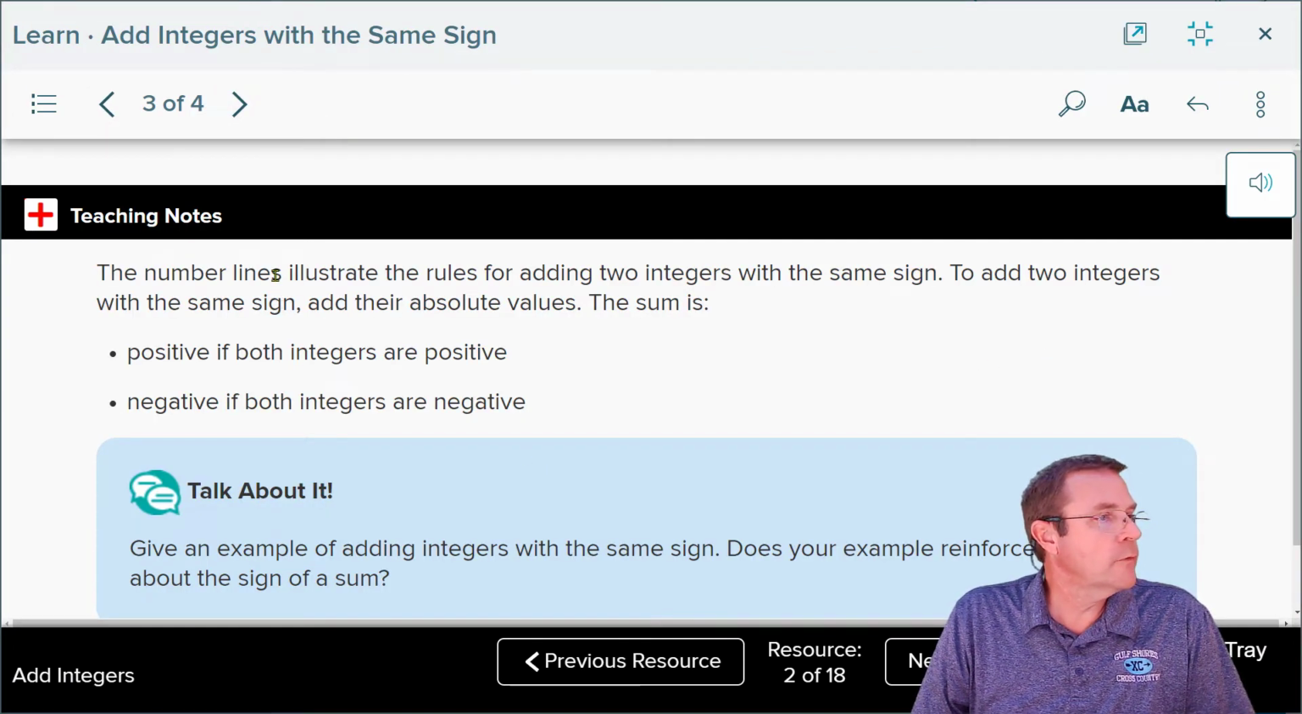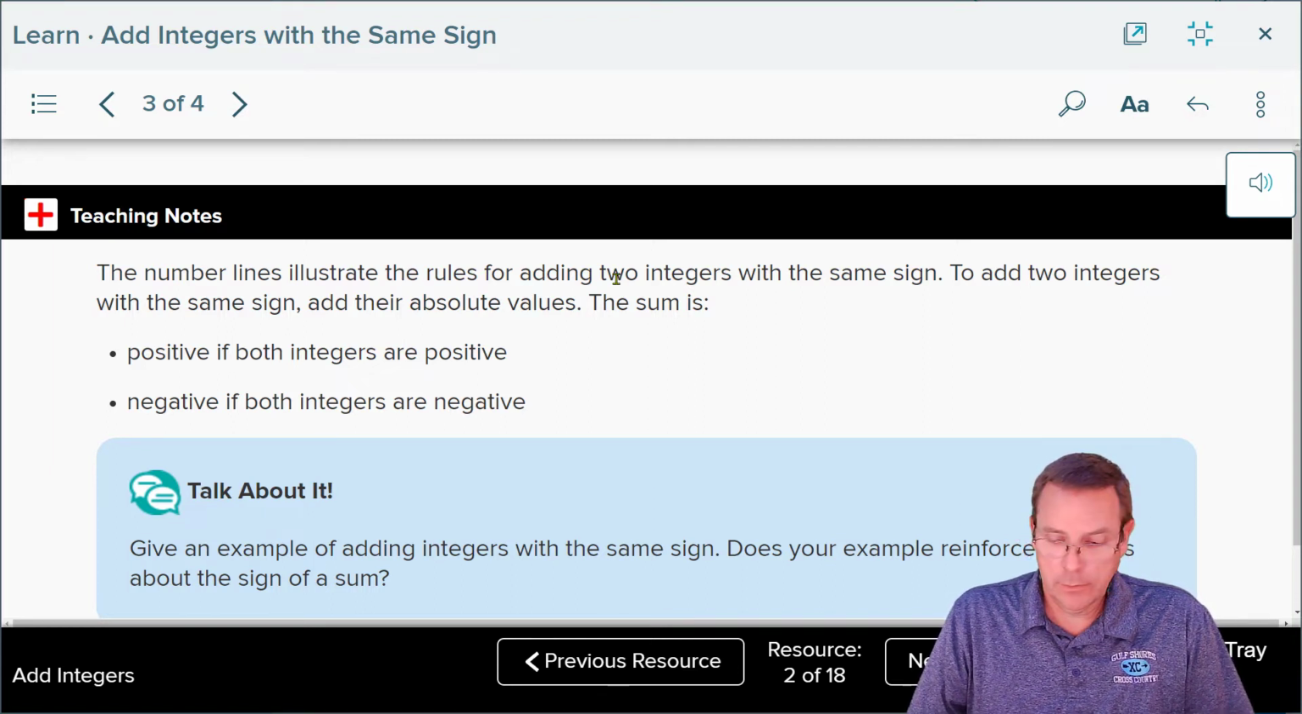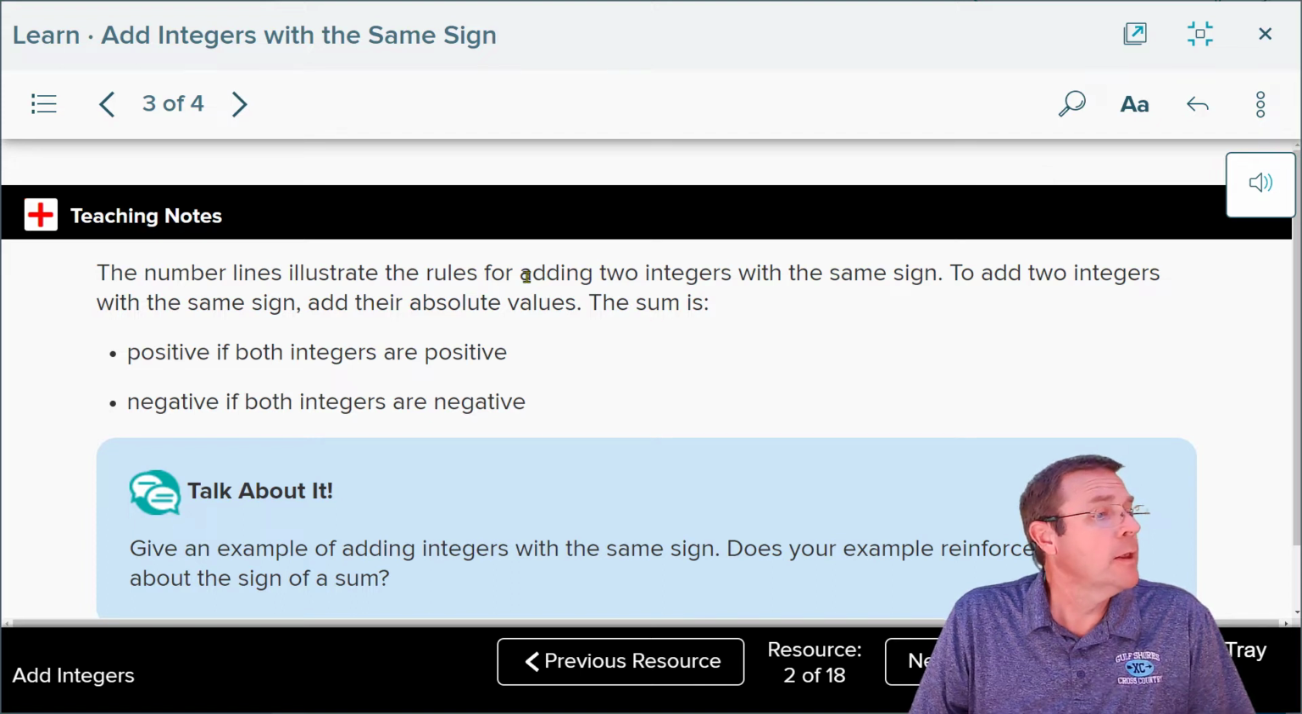Now the number lines illustrate the rules for adding two integers. Sorry about that. To add two integers with the same sign, you're going to take and add their absolute values, and the sum is going to be, well, if both of them are positive, your answer is going to be positive. If both of them are negative, your answer is going to be negative.